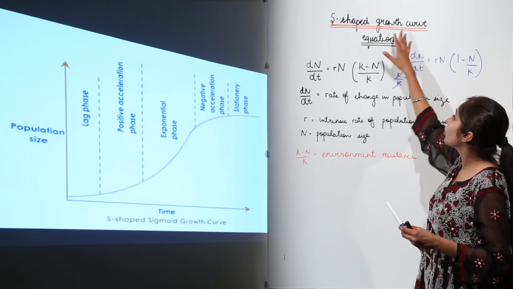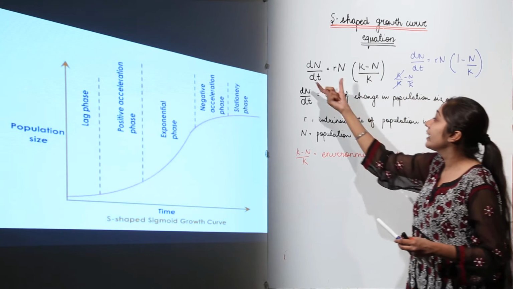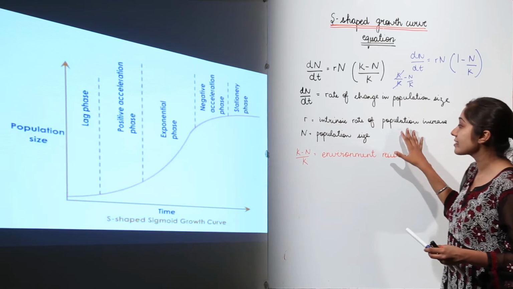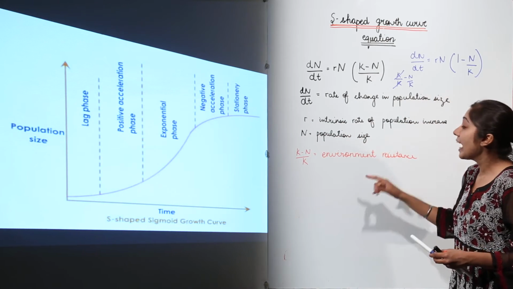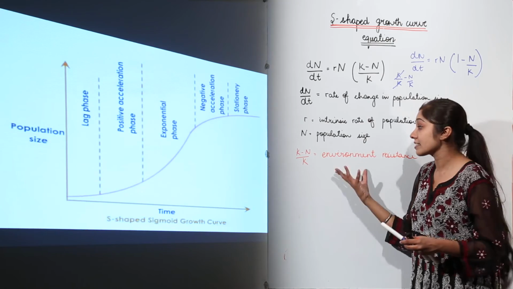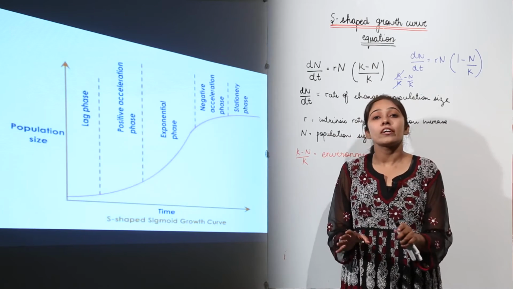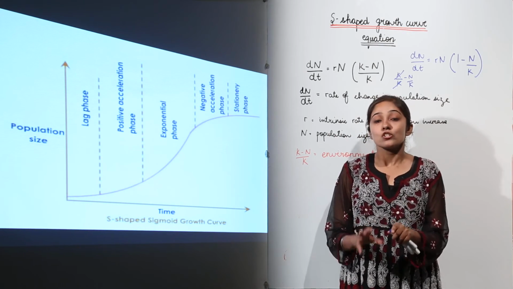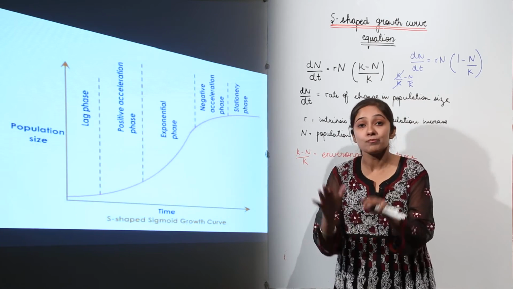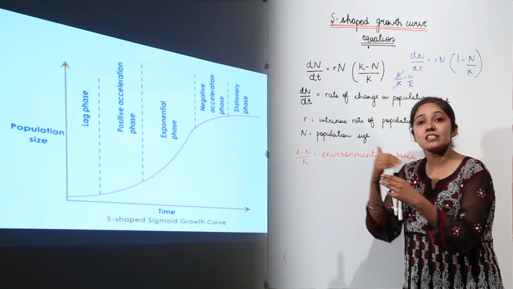So remember the S-shaped growth curve equation is dN/dt = RN (K − N)/K. dN/dt is the rate of change in population size. R is the intrinsic rate of population increase and N is the population size. And this (K − N)/K represents the environmental resistance. As I told you, there cannot be such ideal conditions every time. There will be food shortage, there will be predators, there will be competition. So this leads to limiting factors which limit the increase in the population to a certain level. So the environment poses a limitation to the increase in population size.